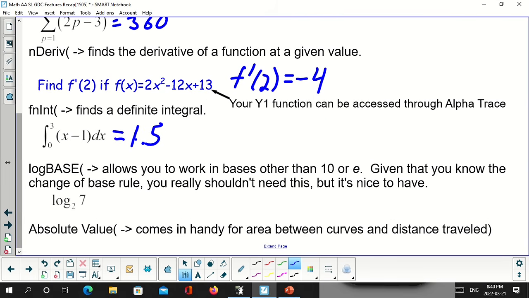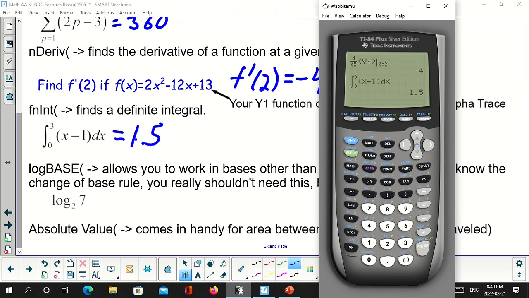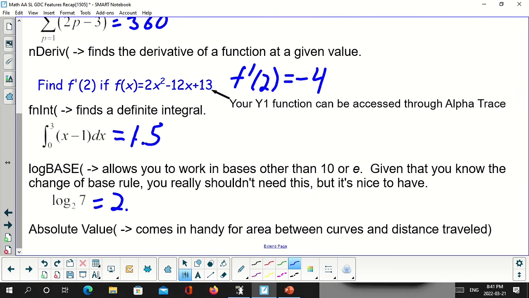You can also find log base, so that's under alpha, window, same as the last few. We go down and choose log base. So if I wanted to find the decimal approximation of the log base 2 of 7, I can just type it in and I'll get 2.81-ish. Now we should not really need this because we have the change of base rule that would say you could just do ln 7 over ln 2, or you could do log base 10 of 7 over log 2, but it's nice to have.